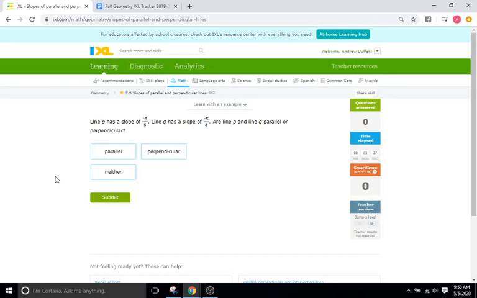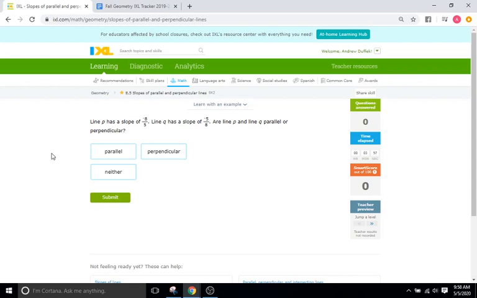This is Mr. Duffick and today we are continuing on IXL E5, which has to do with identifying the slopes of parallel and perpendicular lines. So these questions are pretty basic. You're going to get done with this one fairly quick. And there are really only two different things you need to know. Number one is two parallel lines have the same slope and two perpendicular lines have opposite reciprocal slopes.